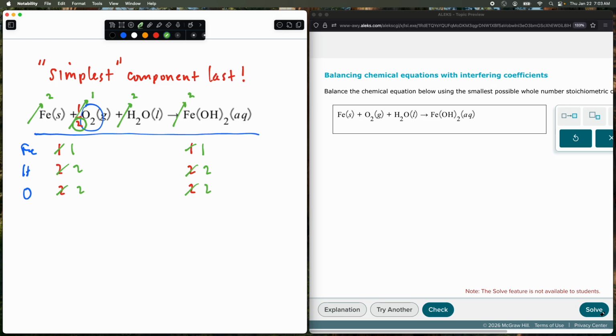I'm going to come over here. I'm just going to click solve because I don't want to take the time to type that in, okay? Let's click solve. 2, 1, 2, and 2. Okay? I'll do another one in a separate video.